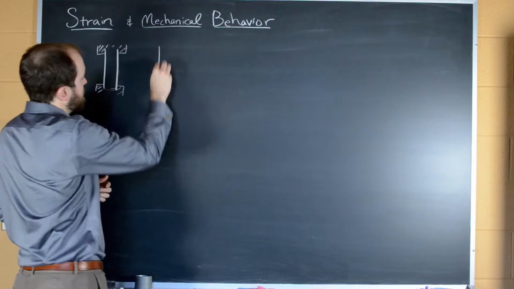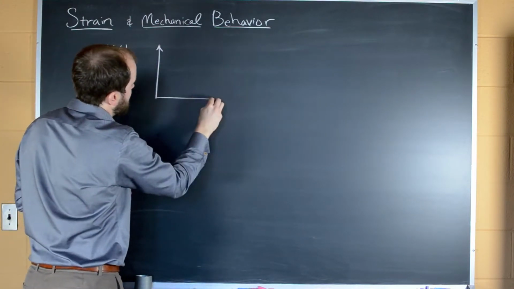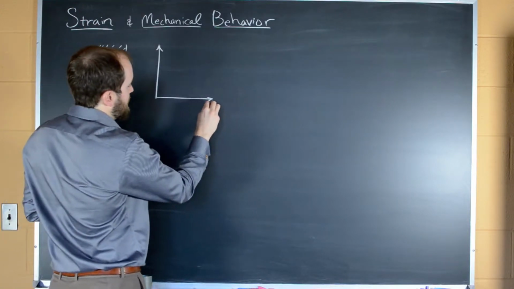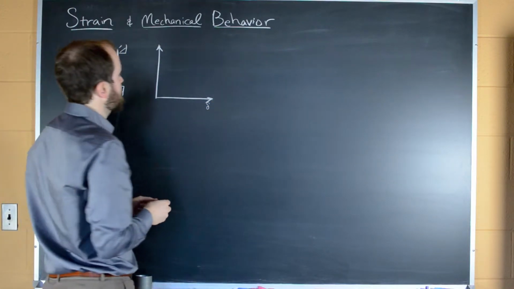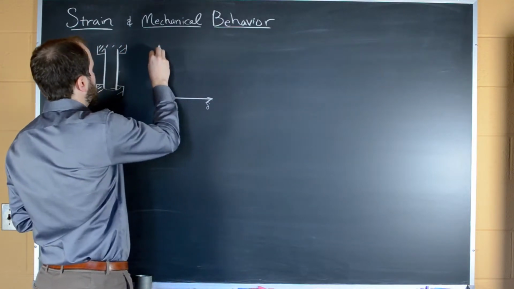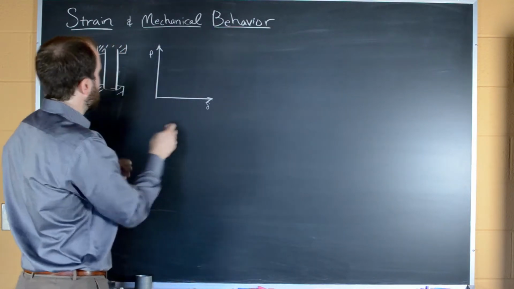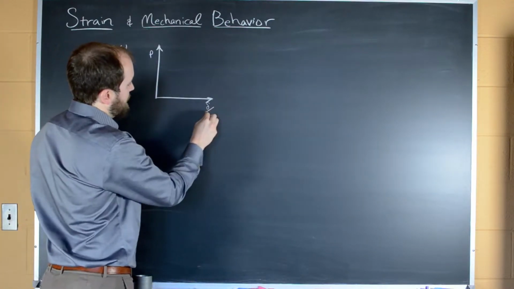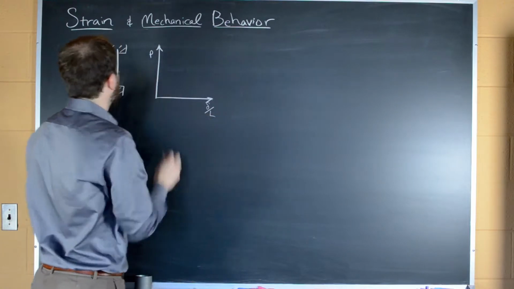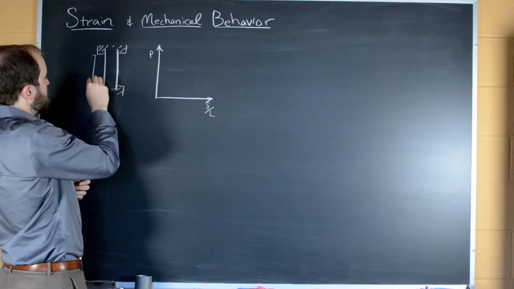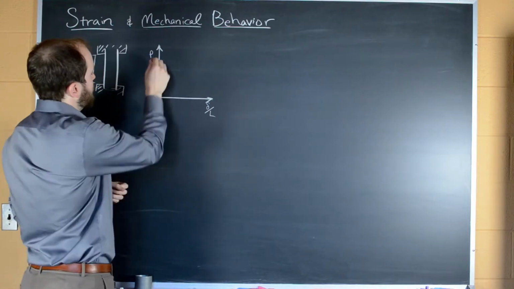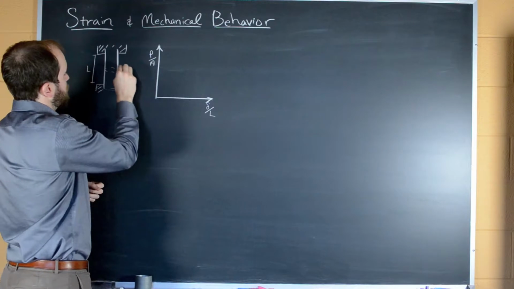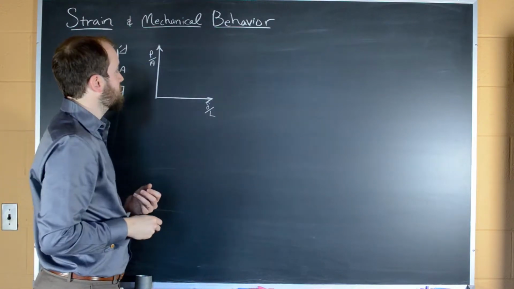And what we want to do is, as we elongate this material, so as we stretch it in the vertical direction by some small amount, delta, we want to measure the force required to elongate it. And so for each amount of elongation, delta, we measure the force. We take that delta and compare it to the initial length of the object. And we take the force that we measure and we compare it to the initial cross-sectional area of the object.